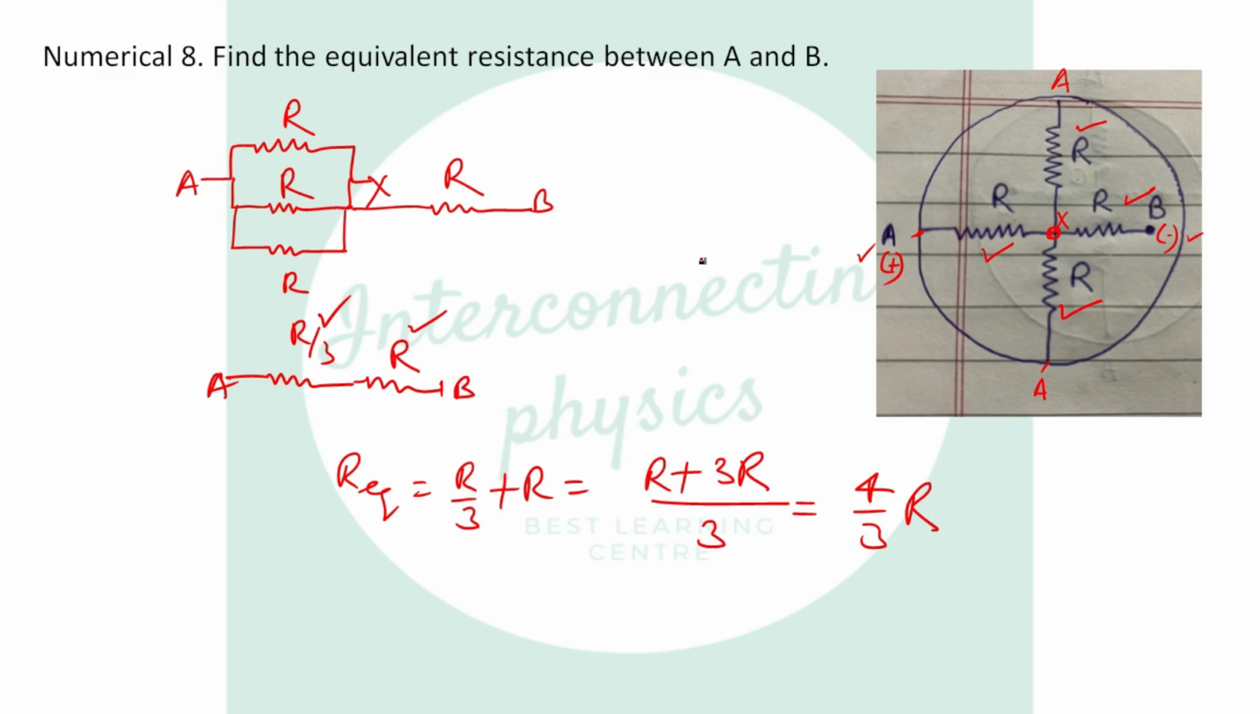Okay, so this was all about today's video. This was the potential method: if some element is present over the wire, then there will be a potential drop, and if there is no element present, then there will not be any potential drop.